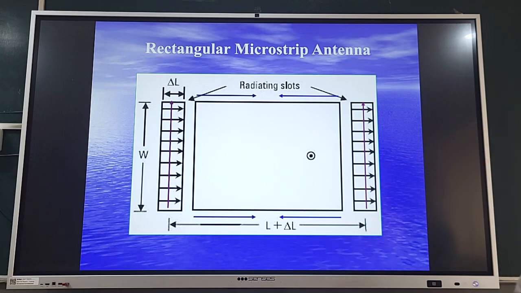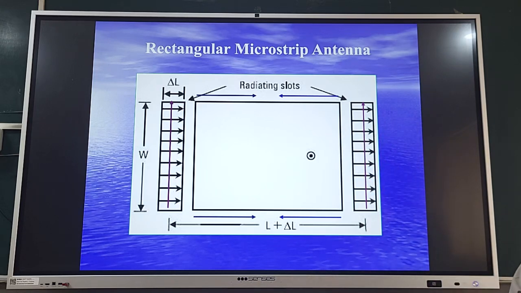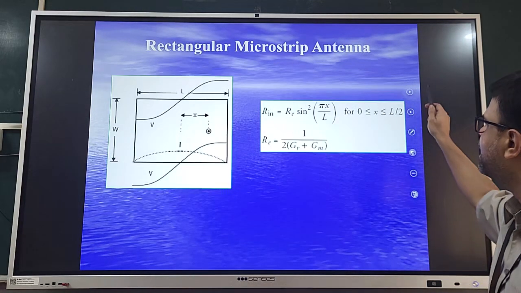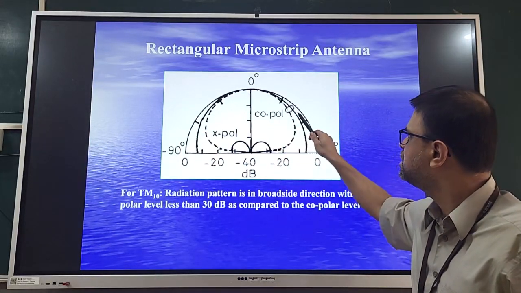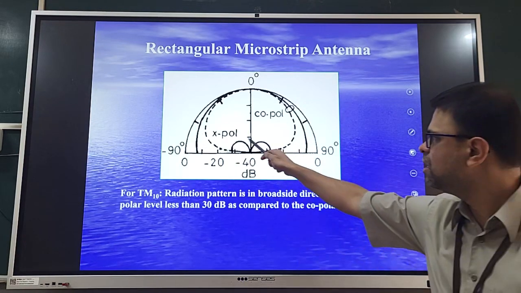So this is how the E and H planes of the rectangular microstrip antenna are defined. Later on, the same concept will be applicable to the circular patch as well as the rectangular patch. Okay, so I have given you the magnetic dipole orientation. Similarly, one can draw for all other shapes. So this is what I meant by that. This is the broadside radiation pattern. This is the E plane and this is the H plane. Okay, and these are the cross polar levels.